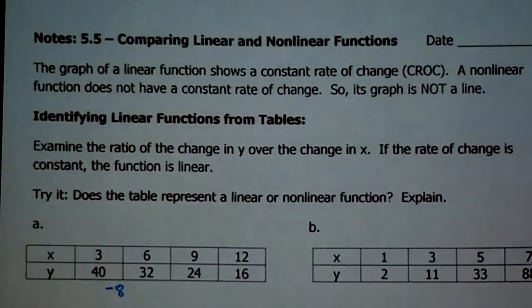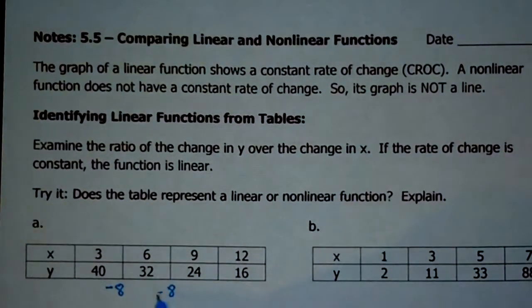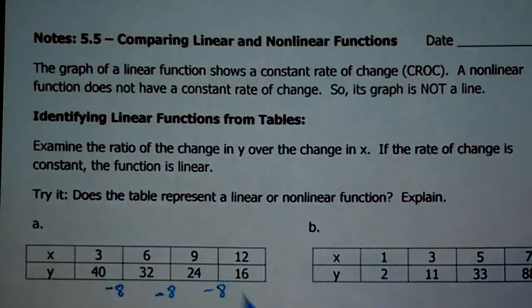And it's a negative change. Now I got that negative 8 because it's down by 8. You could also get that by taking y2 minus y1. 32 minus 40 is negative 8. Let's try that with this. If I take this y minus this y, 24 minus 32, yep, that's negative 8. 16 minus 24, that's also negative 8.